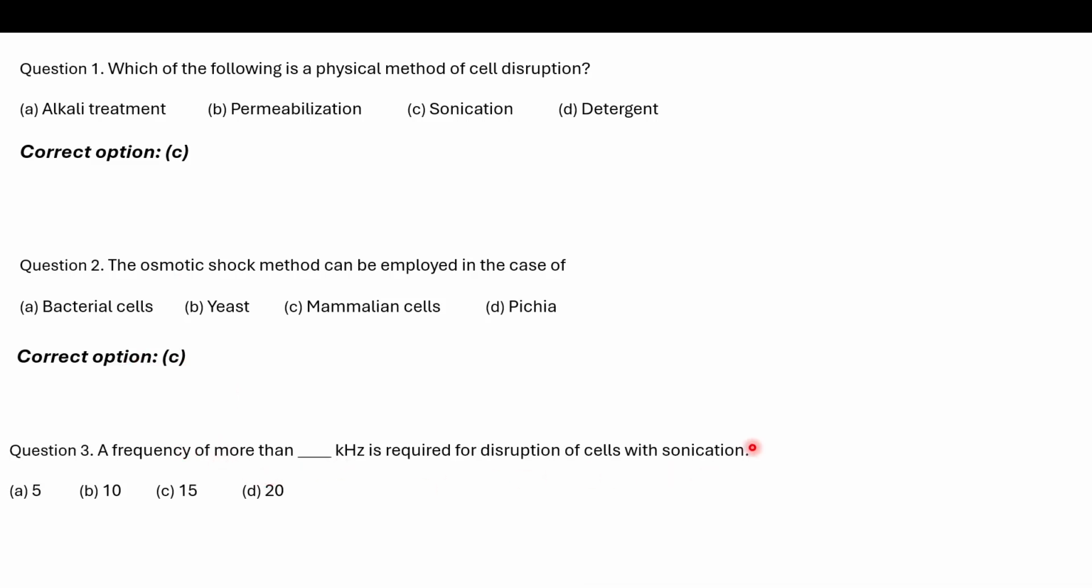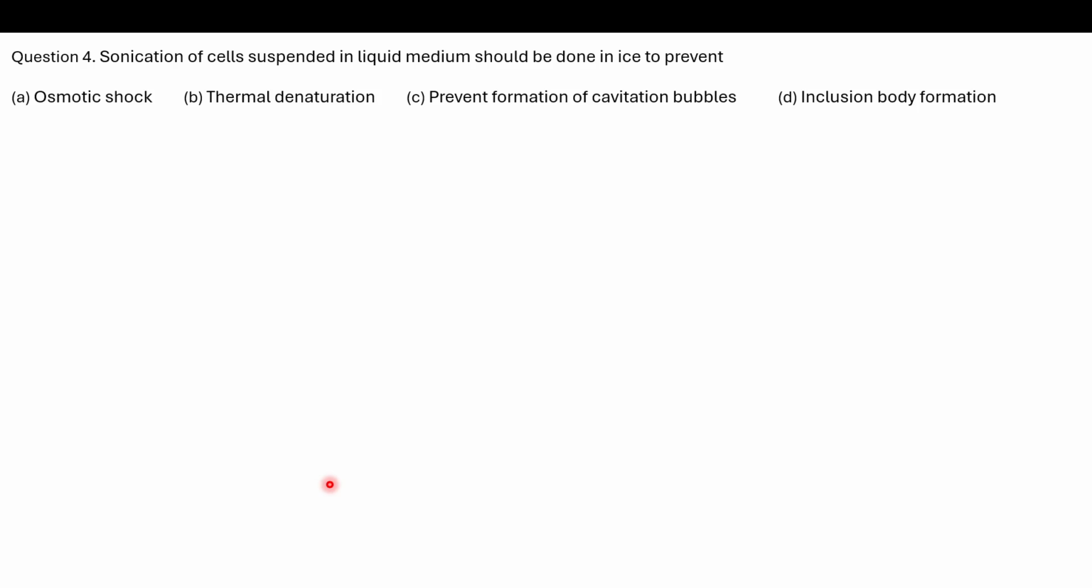Now this is a question regarding ultrasonication: what is the frequency required to disrupt the cells using sonication? The answer is option B, 20 kilohertz. Now again, this next question deals with sonication of cells.